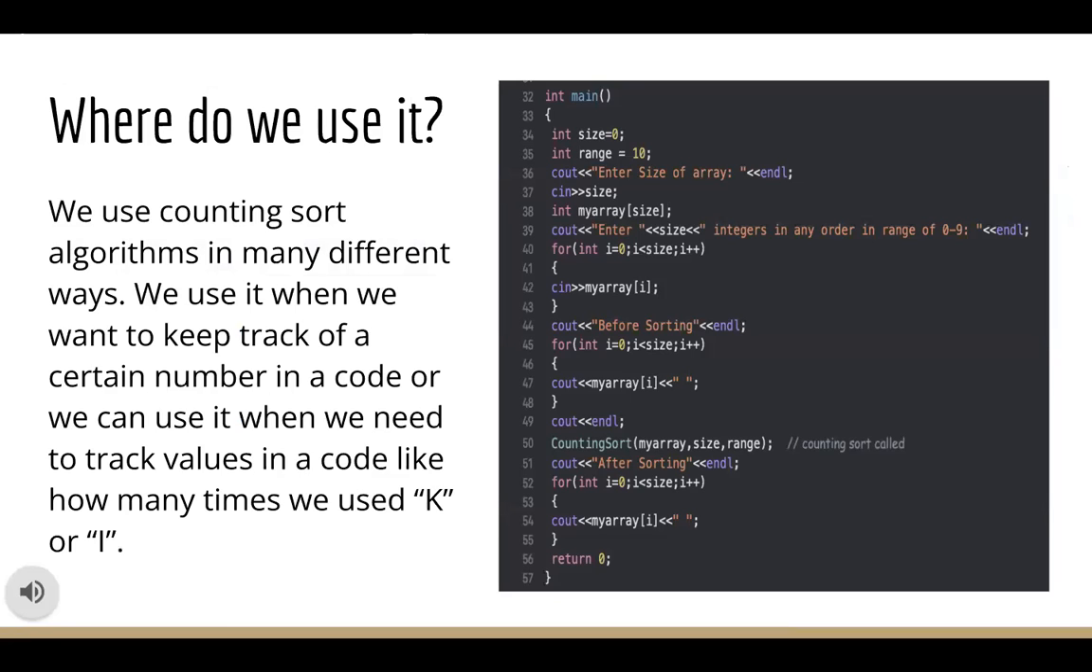So where do we use counting sort algorithm? We use counting sort algorithms in many different ways. We use it when we want to keep track of a certain number in a code, or when we need to track values in a code, like how many times we say k or I. However, counting sort is generally only used if k isn't larger than I. In other words, if the range of input values is not greater than the number of values to be sorted. We could use it if we were to code an app that would track how many times we say words like "like" or "bored" throughout the day or the week. For that, we would use a counting sort algorithm.